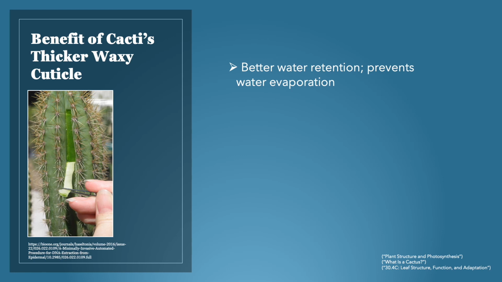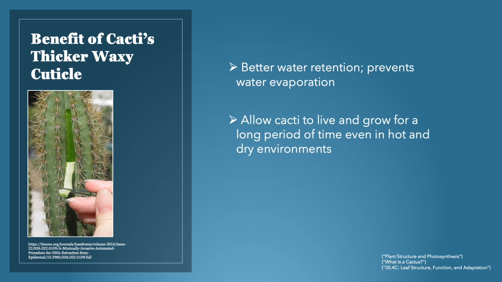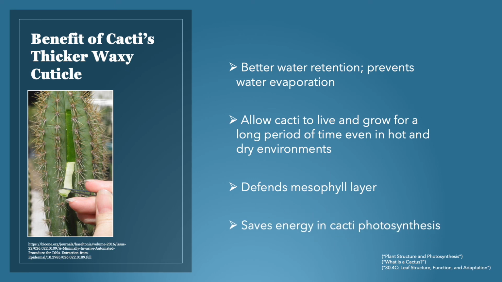Additionally, because they have the ability to conserve a lot of water even in dry conditions, cacti can still continue to grow and live for a long period of time even when water is scarce. The waxy cuticle not only helps retain as much water and moisture, but it also defends the mesophyll layer, which contains the cells involved in photosynthesis. This feature is especially beneficial for cacti since its thicker waxy layer will help save energy in cacti photosynthesis by preventing the loss of water in extreme temperatures.